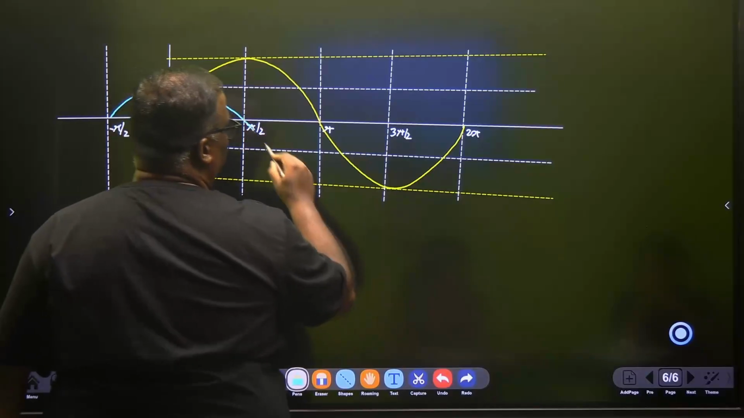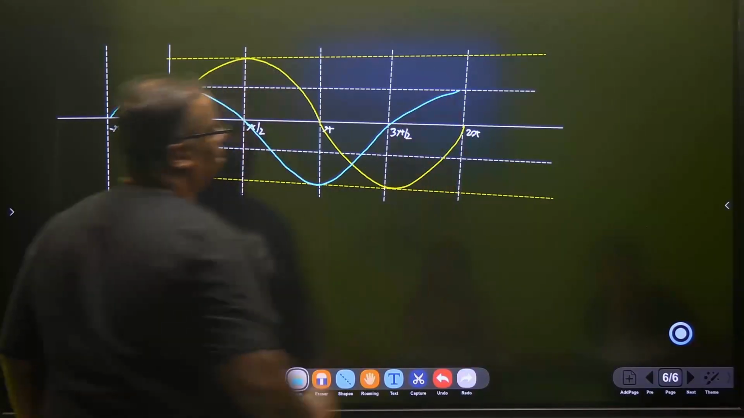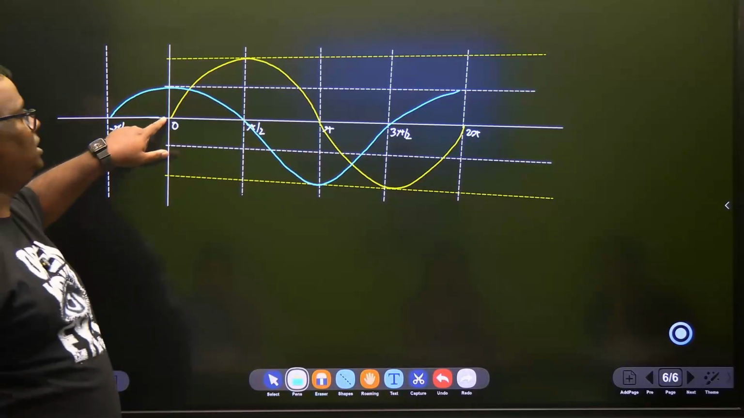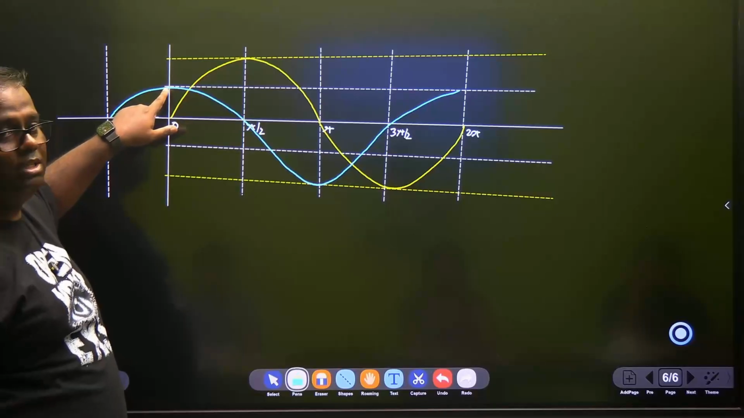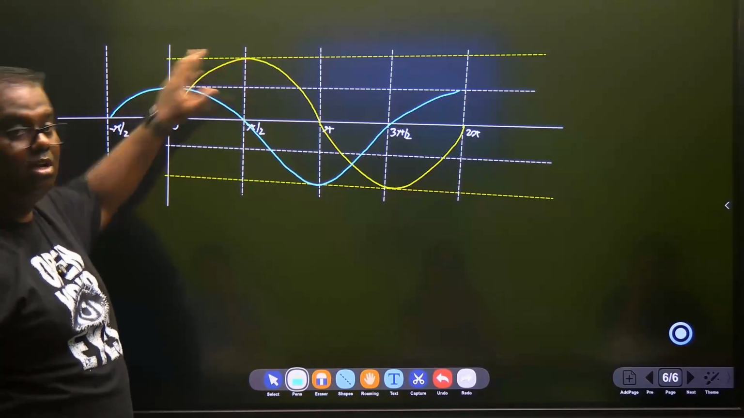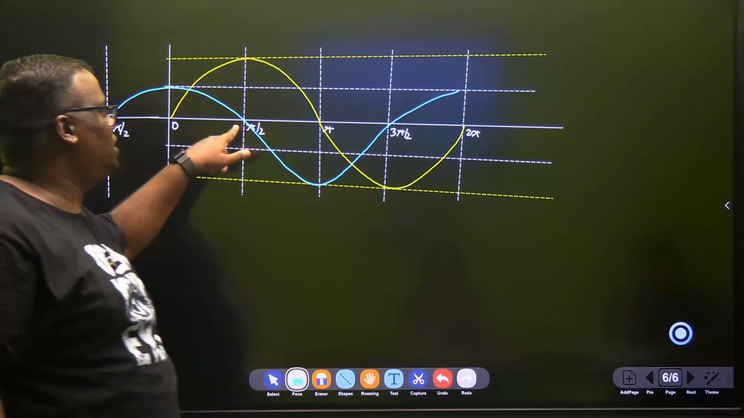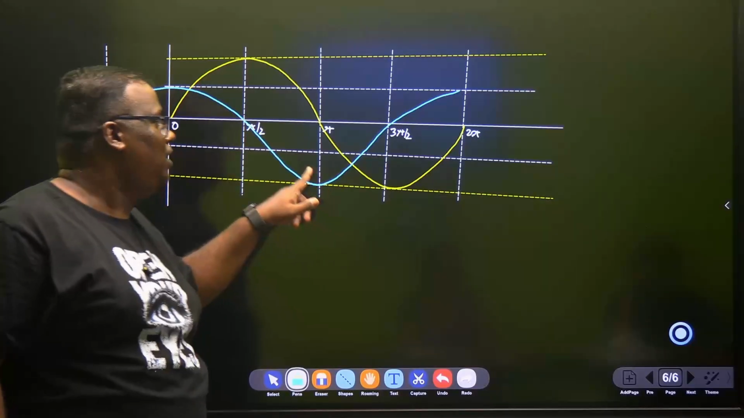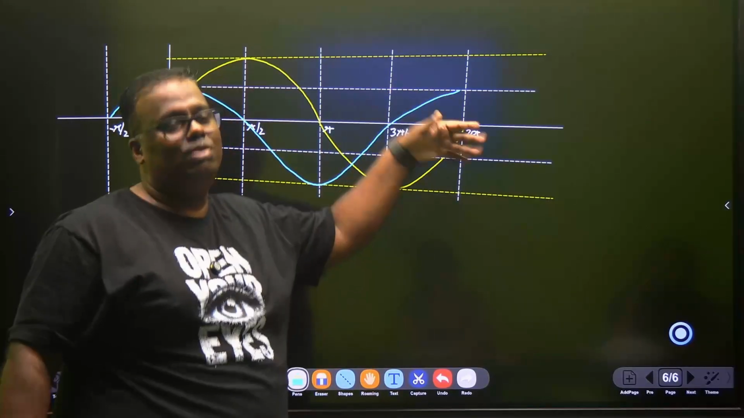Not exactly matching. When my voltage is at 0, the current is already at its peak. When voltage reaches its peak, current has come back to 0. After this, when voltage comes back to 0, current goes to negative peak. Then voltage comes to negative peak, current goes to 0. So current is always leading.